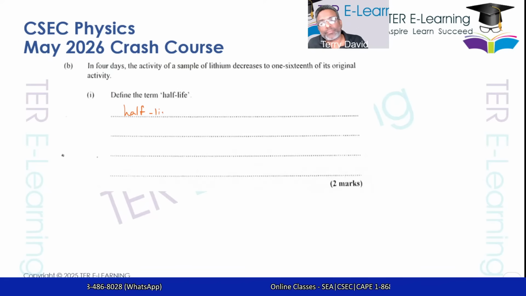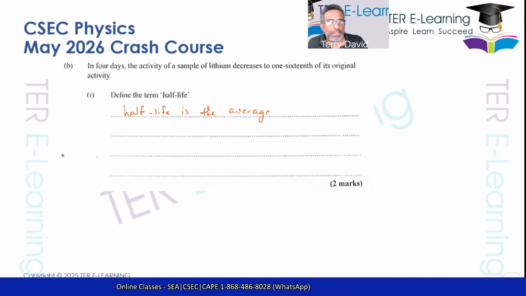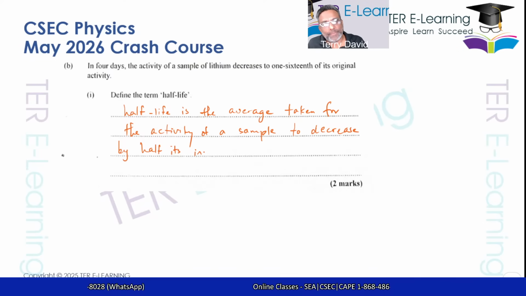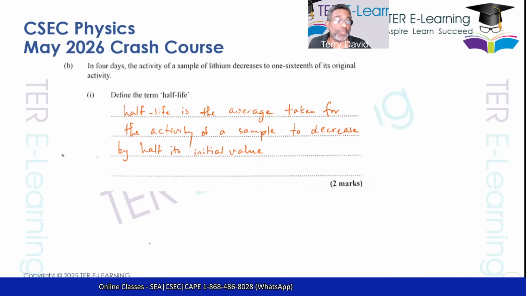So half-life is the average time taken for the activity of a sample, or radioisotope, to decrease by half its initial value. That's what half-life is. Make sure you know that definition.